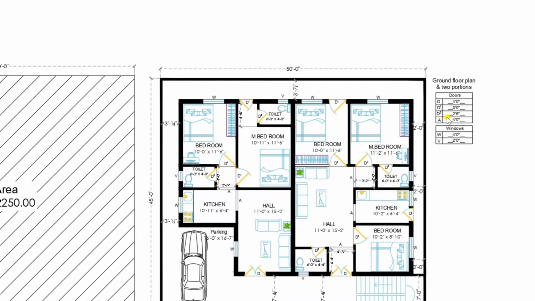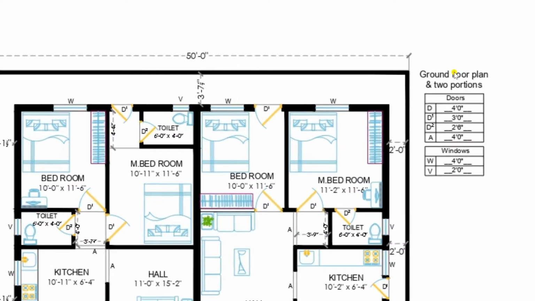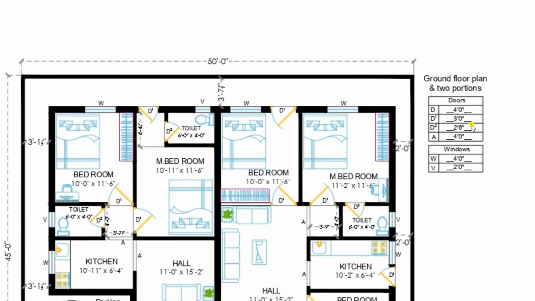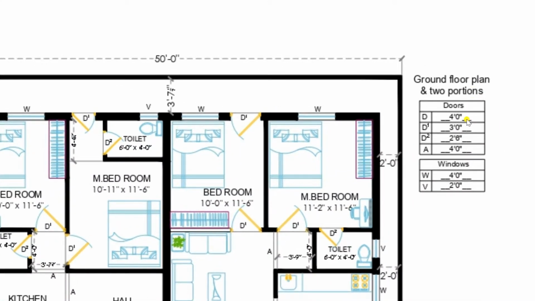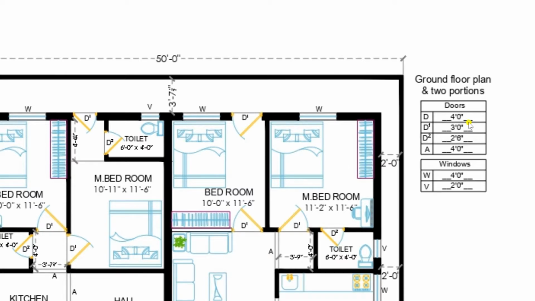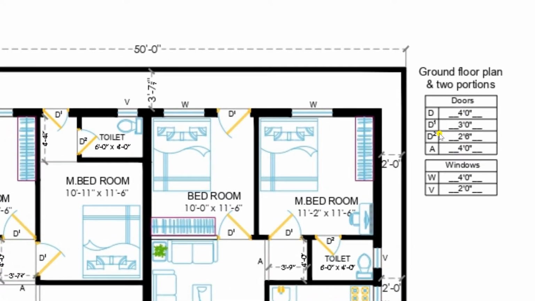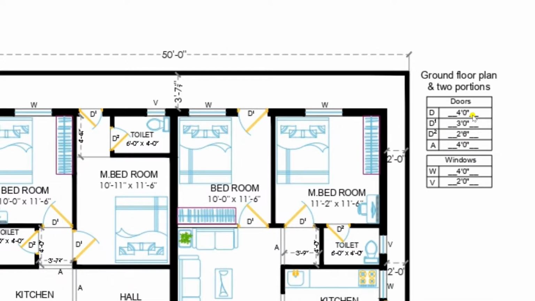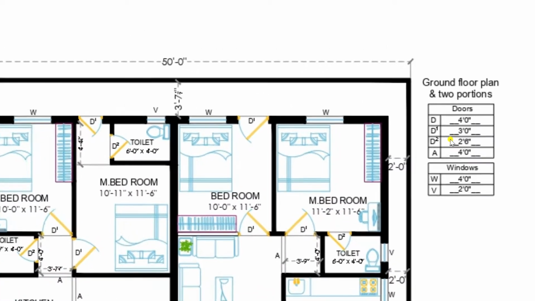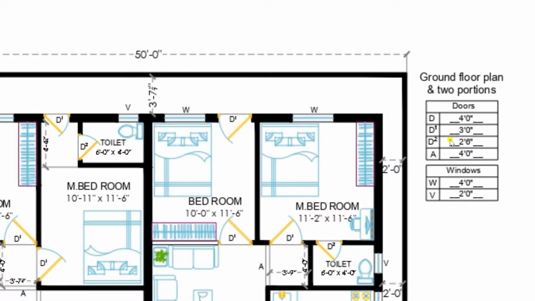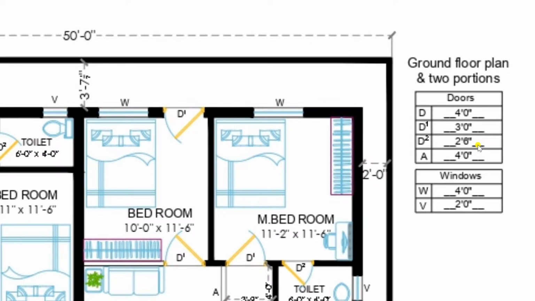So let us see the dimensions available here. This is a ground floor plan with two family portions. The main door is of size 4 feet, and D1 indicates the doors of bedrooms of size 3 feet, and D2 indicates the toilet doors, that is 2 feet 6 inches.